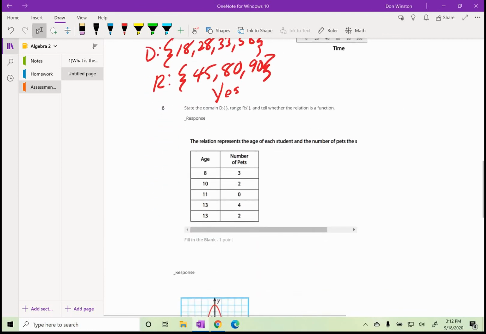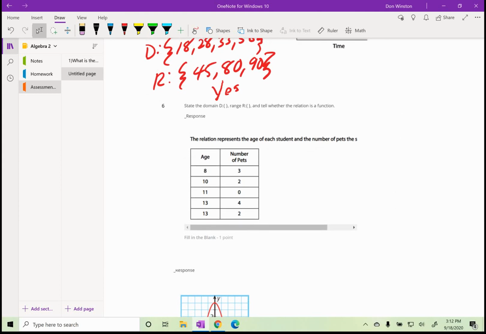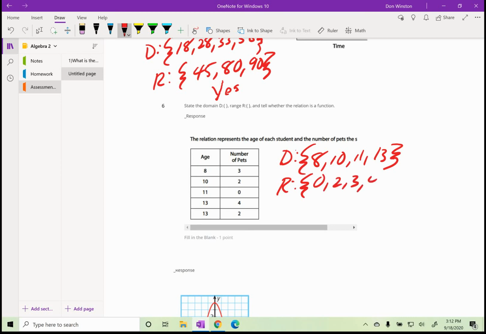And then the next one here, so is this relation a function? And you had to list the domain and range. So again, the domain in ascending order, 8, 10, 11, and 13. And again, we don't list duplicate numbers. The range, again, ascending order. So some of you did not do this in ascending order and you would have lost a quarter point. 0, 2, 3, 4, and again, we don't list duplicates.